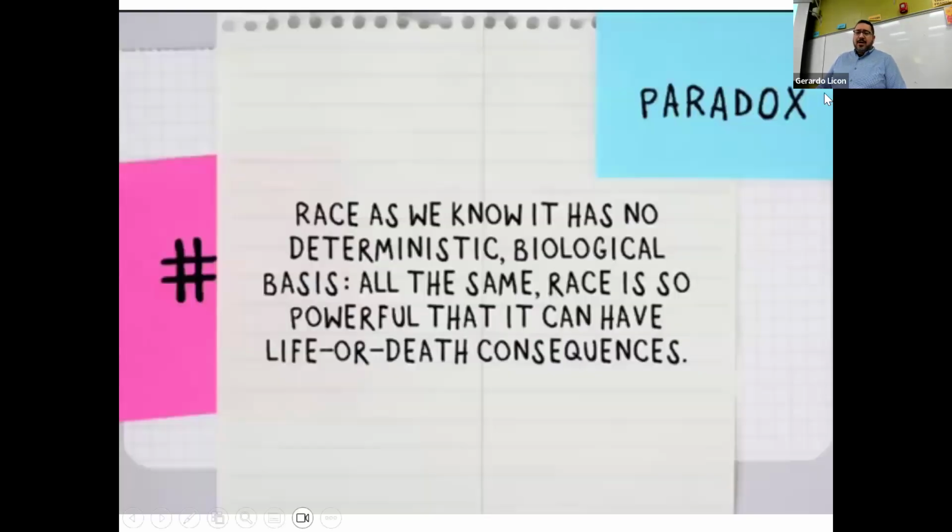So there's this paradox that race as we know it has no deterministic biological basis, yet all the same, race is so powerful that it has had in the past and it can have in the present life or death consequences.